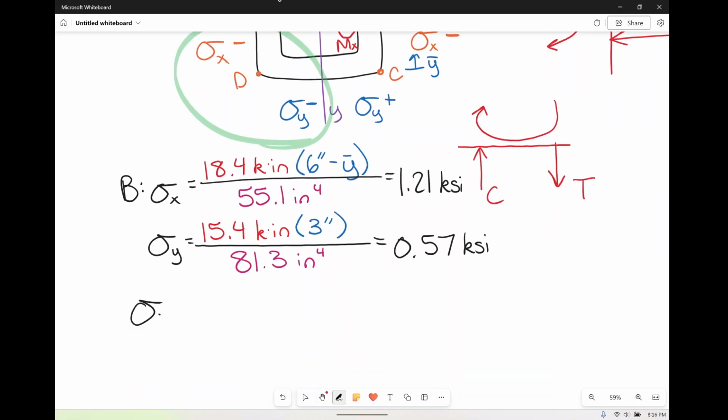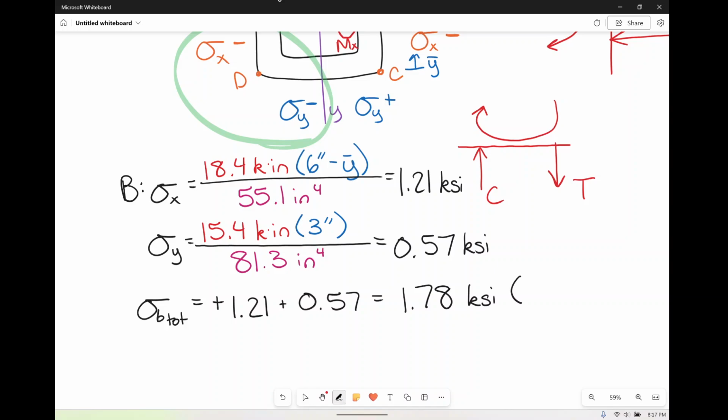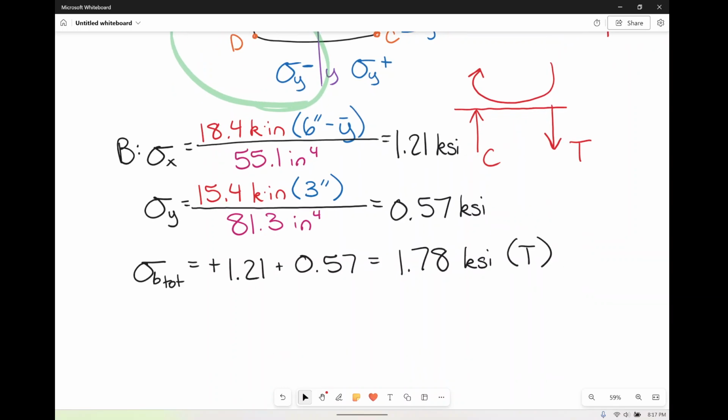So again, for B, you can see it's plus and plus. The total bending that we're going to have is plus for X, which was 1.21, and plus for Y, which is 0.57, which is going to get us 1.78 KSI total. This is positive, so in tension. Now we're going to do the same thing for point D. However, for point D, notice they're both negative.